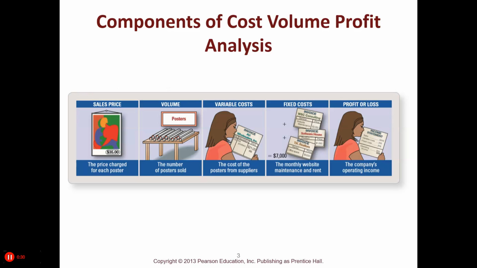Now, these are the 3 things you need to do cost, volume, profit analysis. You need to have a sales price. You need to know the volume or predict a volume or what you think could happen in your business in the future. Remember, this is looking at the future, try to say what's going to happen. You need to be able to segregate your cost between variable and fixed, and then you'll get an idea of what your operating profit will be at various levels.